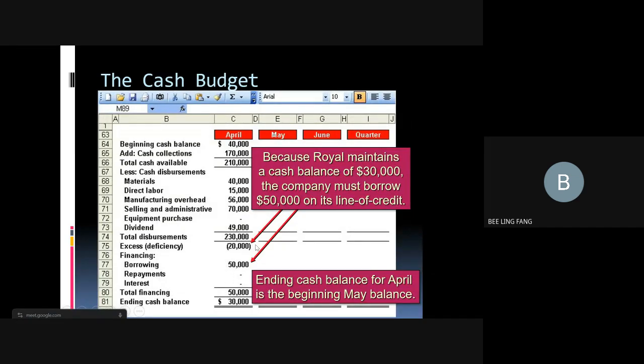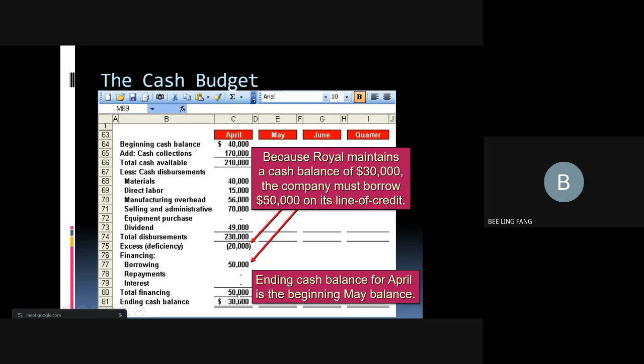So you can see this one is a deficiency. This kind of question will come out in the final exam, take note. So you must understand how to calculate, okay? It's not difficult. You have the cash received, then minus the disbursements, right? And then you check, is it excess or deficiency? In this case, it's a deficiency, negative, right? Then you need to borrow how much?